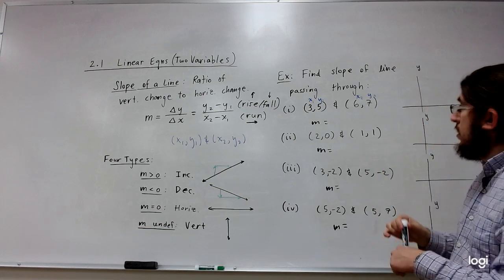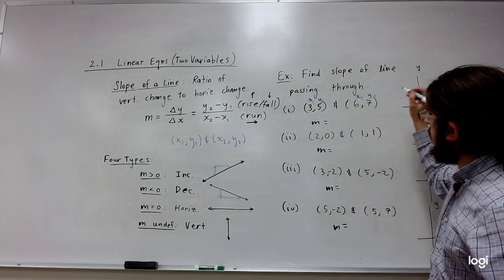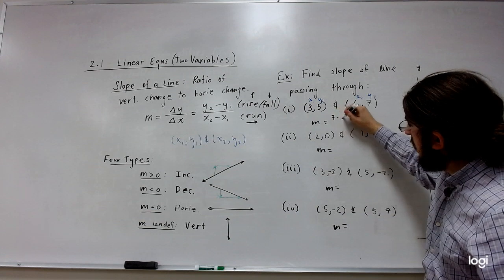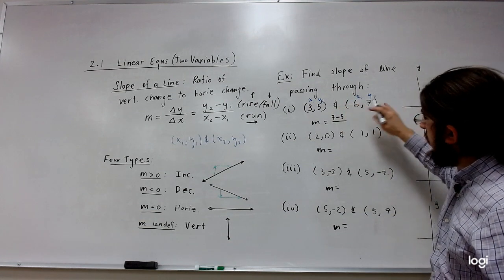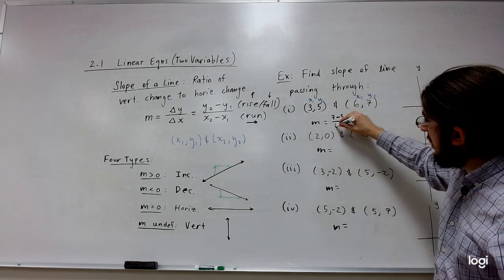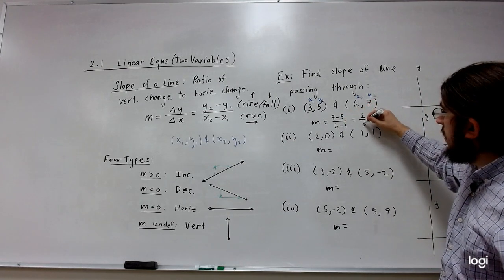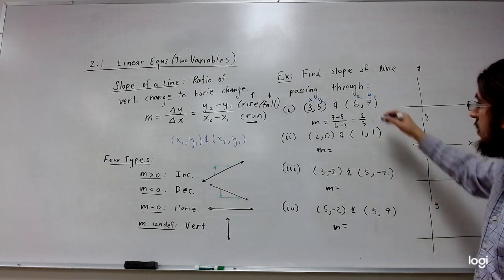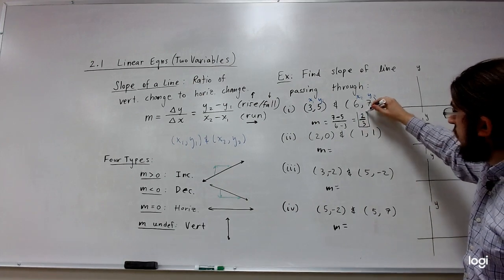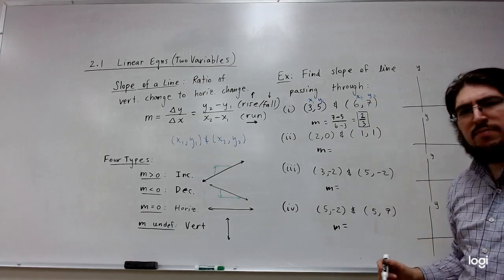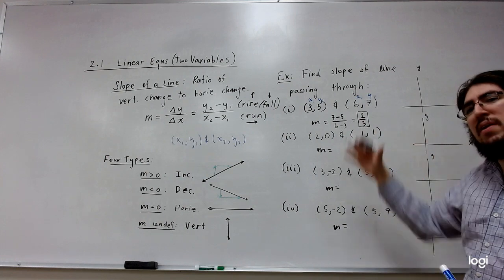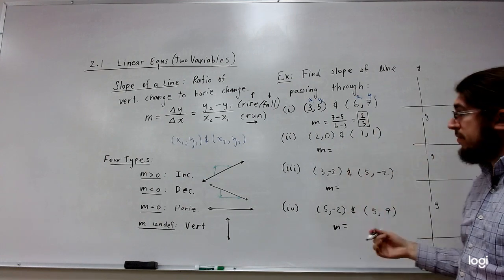And here we go. So it's going to be y2 minus y1, so it's 7 minus 5, over x2 minus x1, so it's 6 minus 3. Altogether, this is going to be 2 over 3. Perfect. So the slope here is 2 over 3. Notice it's positive, but we'll graph each of these after. I want to find the slope algebraically first.